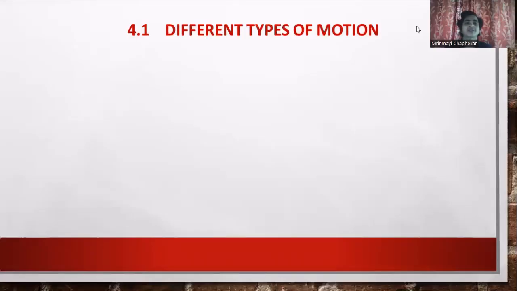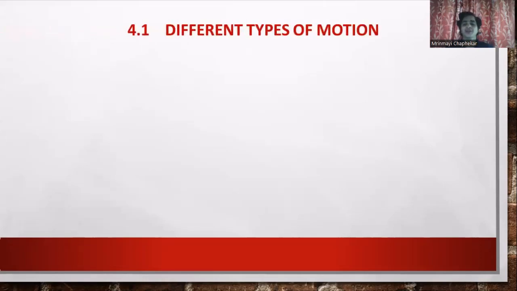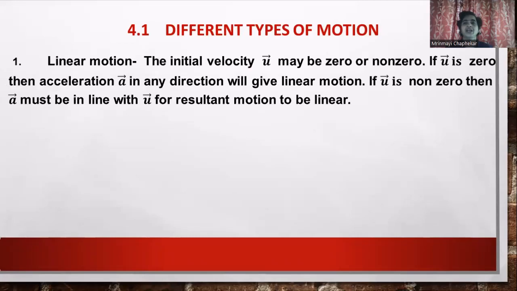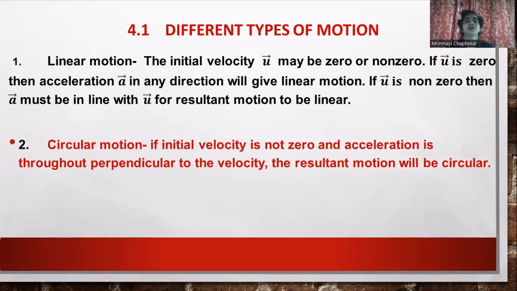We shall now discuss different types of motion. Linear motion, circular motion, parabolic motion. We are not going to discuss the motions in detail. Simply, we shall discuss the direction of initial velocity u and the direction of acceleration a in different types of motions. So, in linear motion, the initial velocity u may be 0 or may not be 0.